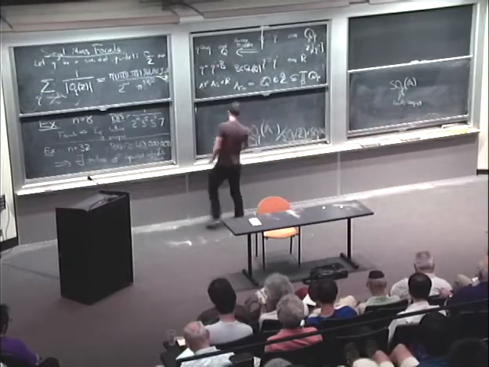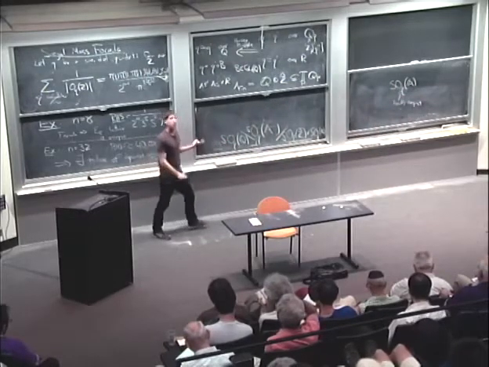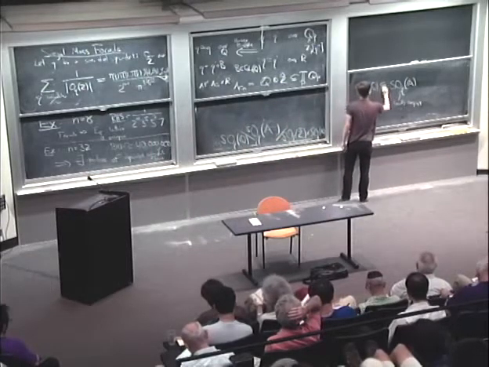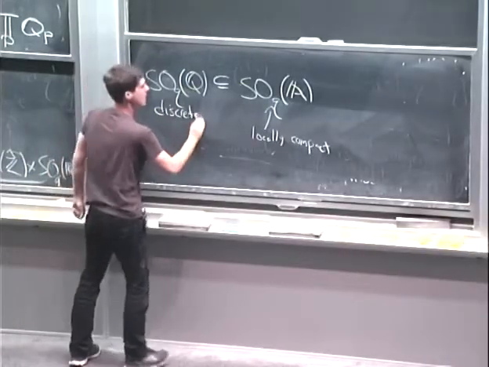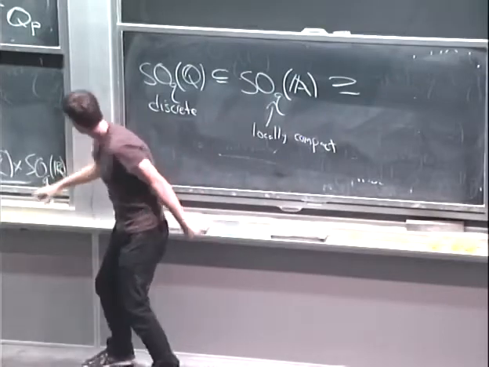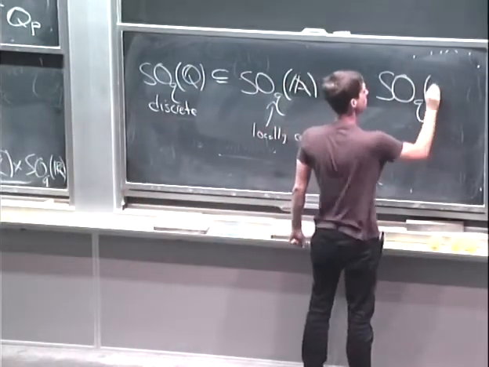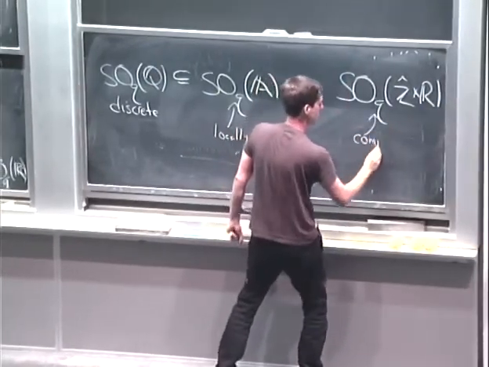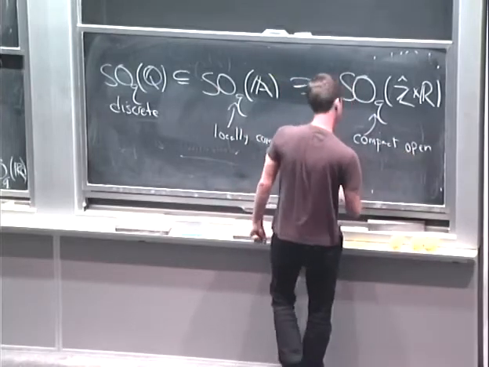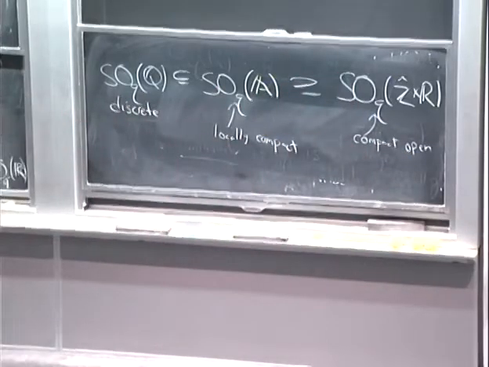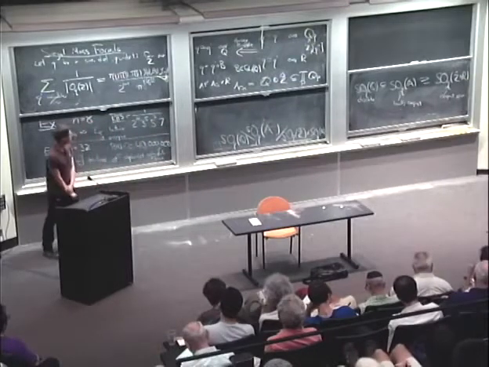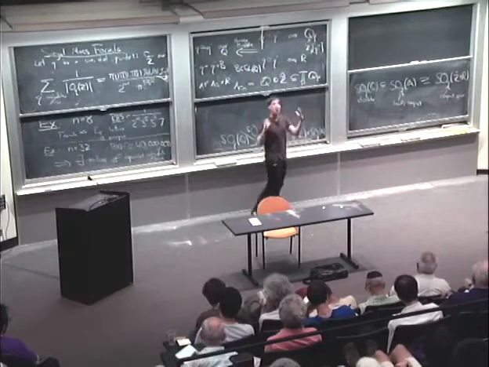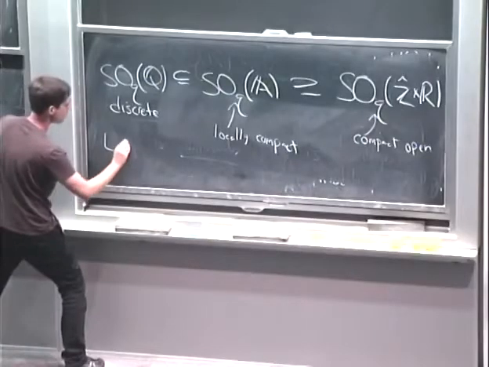And inside that sits the group SO_Q of the rational numbers, and that's actually a discrete subgroup. So this is discrete. And on the other side, we have this group here, let me write this as SO_Q(Z hat) cross R. This is a compact open subgroup. So now I want to analyze this using tools from the theory of locally compact groups. So in particular, any locally compact group has a left invariant measure which is unique up to scaling. So let me denote such a measure by mu.